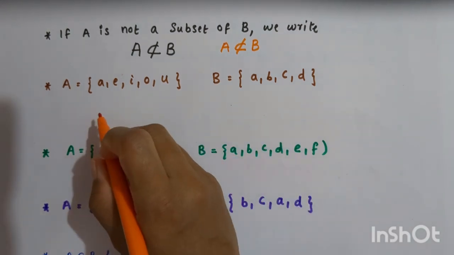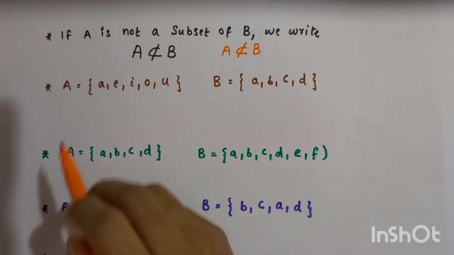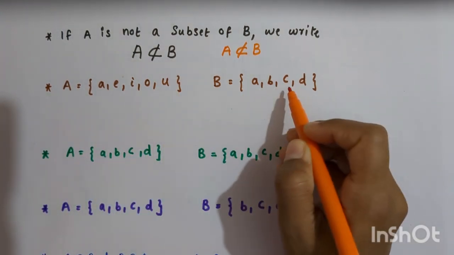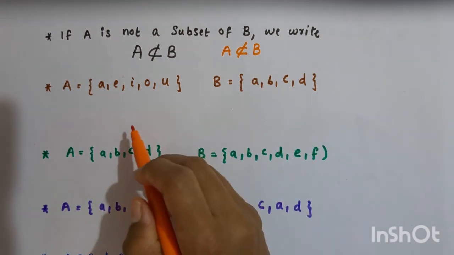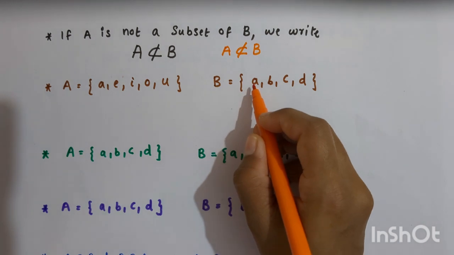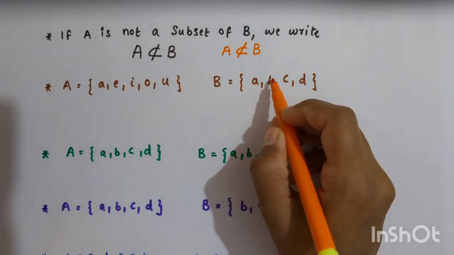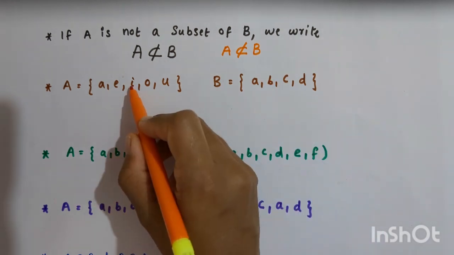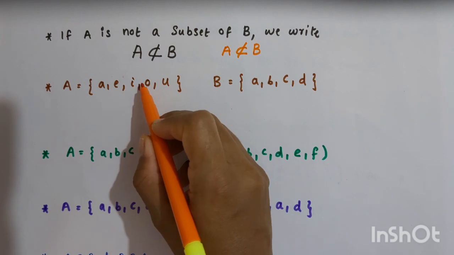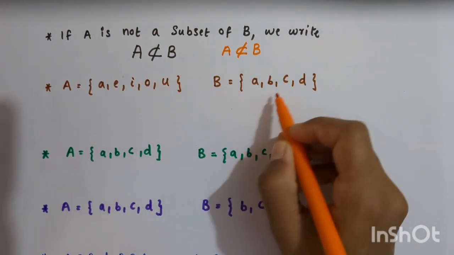Okay, consider two sets, set A and set B here. Set A has these elements in it: A, E, I, O, U. Set B is actually A, B, C, D. So here you can see that A, which is an element in set A, is also there in set B. E, which is an element in set A, is not there in set B. I is an element in set A, but not in set B. O is an element in set A, but not in set B. U is an element of set A, but not in set B.